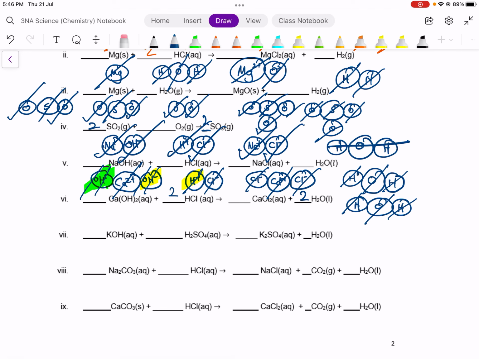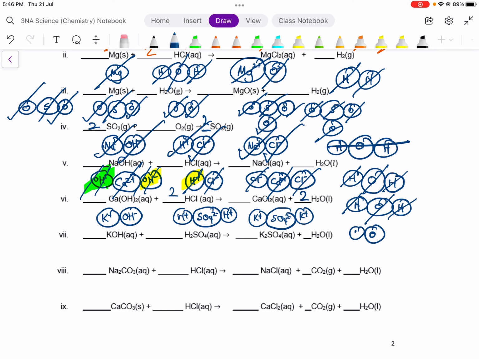Let's go to the next one. Next one you have K plus OH minus, and then sulfuric acid, that means 1 sulfate, SO4 2 minus, and then 2H plus. Next you have K2SO4, so 1 sulfate, then 1 water.